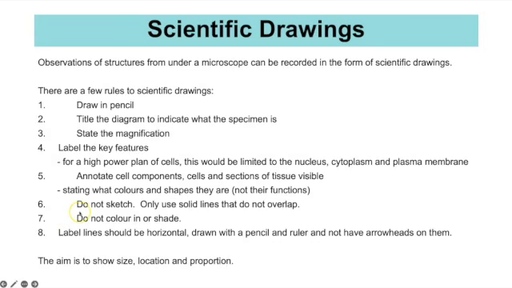So then point 6 is the bit where we're saying it's not like an artistic diagram, so you don't do sketches. So you should use solid lines that touch, but there are no overlaps between those lines. Also, there shouldn't be any colouring or shading in. And then lastly, the label lines should be horizontal, drawn with a pencil and ruler, and not have arrowheads on them. So essentially, the aim of a scientific drawing is to show the size, location and proportion, and annotating some of these structural details.